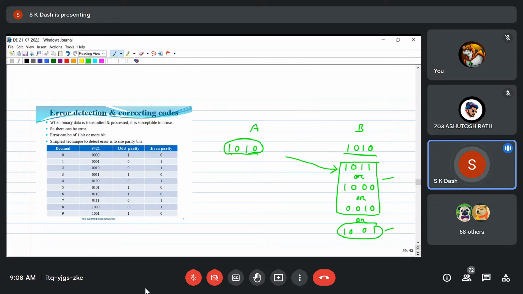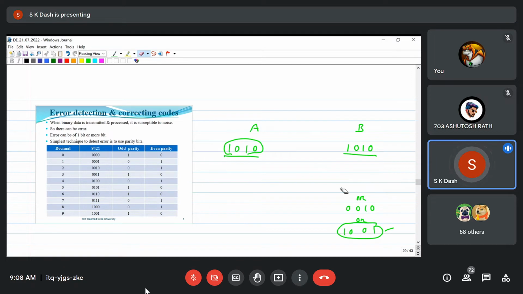So, while I'm sending 4-bit data, the error in place B may be in 1-bit position, or it is possible that the error will be in 2 bits. It is also possible that the error can be in 3 bits. It is also possible that the error can be in all the bits. So first of all, we will try to identify the error.